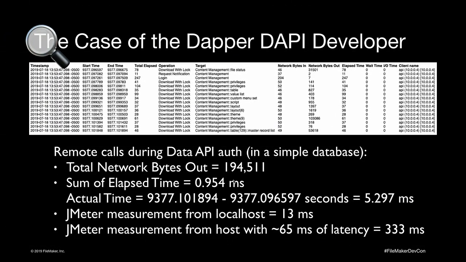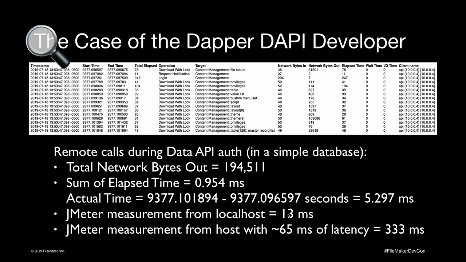So we did a little math here, and there's a total of 194 kilobytes of network traffic going out from the database server. If we total up the elapsed time of these calls, it's just less than 1 millisecond. But if we calculate the difference between the start time and the end time, it's closer to 5 milliseconds. So there's different ways to look at that. There's overhead to construct the request, send the request to the server, and get the response back from the server to the client. That's not counted in the elapsed time of each of these remote calls.